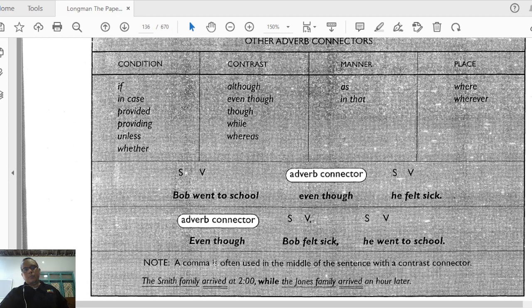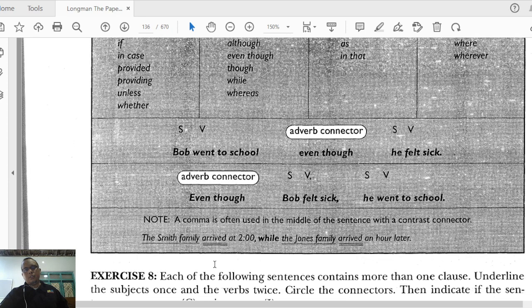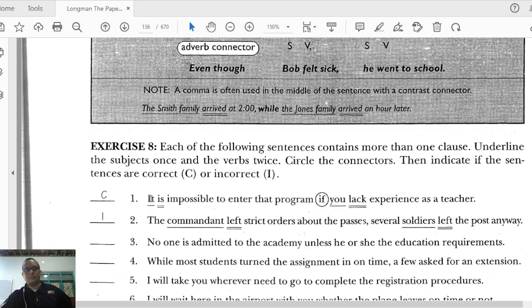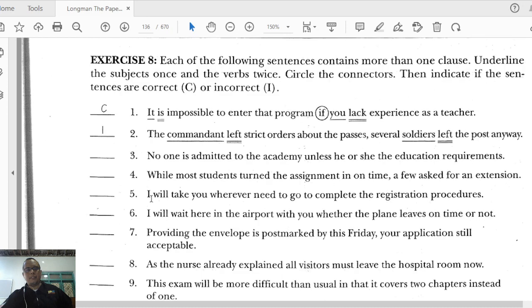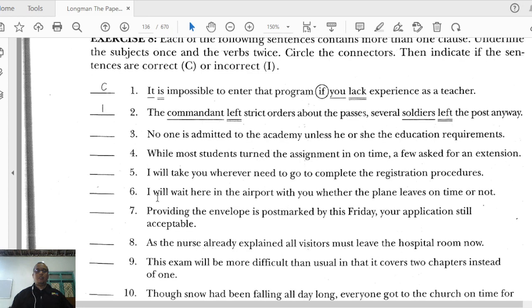Bob went to school even though he felt sick. Even though Bob felt sick, he went to school. Note, a comma is often used in the middle of the sentence with a contrast connector. The Smith family arrived at 2 o'clock while the Jones family arrived an hour later. Okay, this is the same. Let's go drill together.